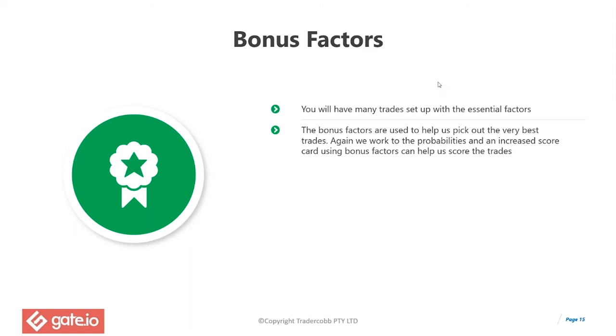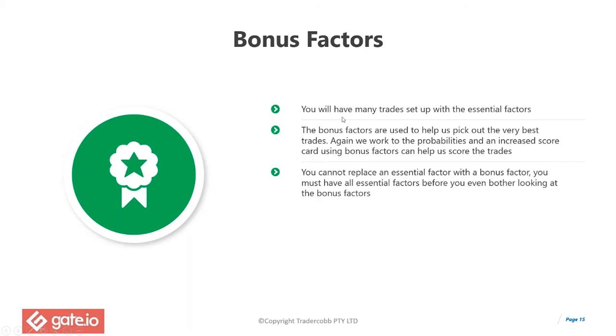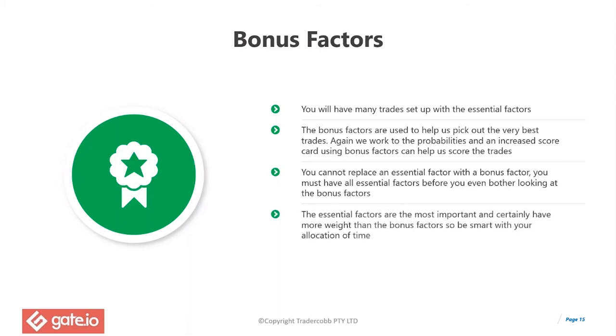So yeah, they're here to give us that measuring system so we know what we're doing. As I said, you cannot replace an essential factor with a bonus factor. You cannot replace an essential factor with 6 bonus factors. If you do not have all the essentials, you do not even bother wasting your time on the bonus factors. Take a screenshot of this too, just to make sure that you've got it all. Our essential factors are our first focus.